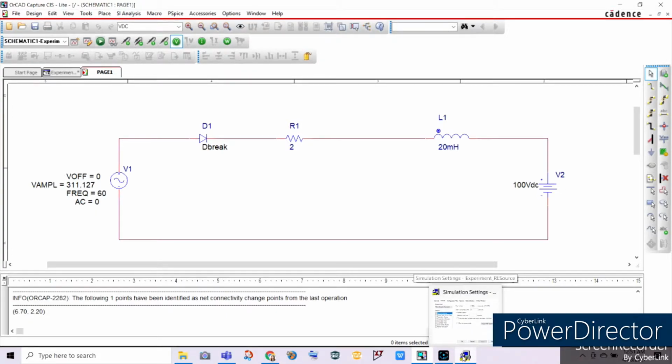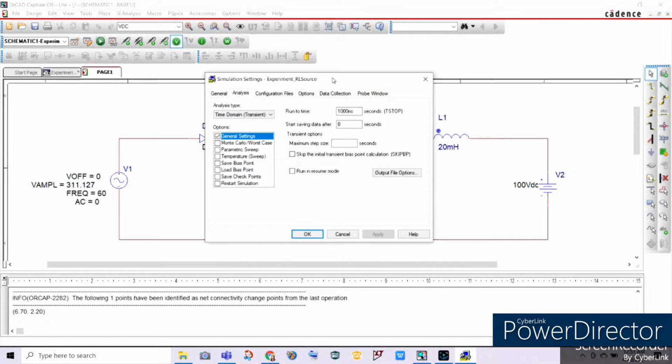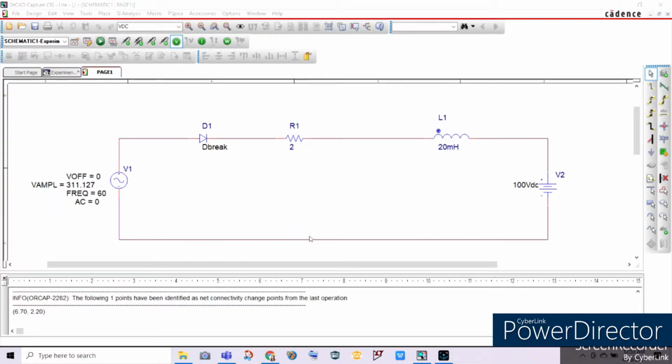After setting our simulation profile, there will be a pop-up wherein we will set our simulation to time domain transient. Let's click it here, and then we have to set the runtime to 16.67 ms. If you want to convert it to seconds, that will be 0.01667, or for easier typing, you can type 16.67 milliseconds. Our start saving data will be 10 microseconds. Let's type it here. That will be for 1 period of the source. Now we will click apply, and then click OK here.